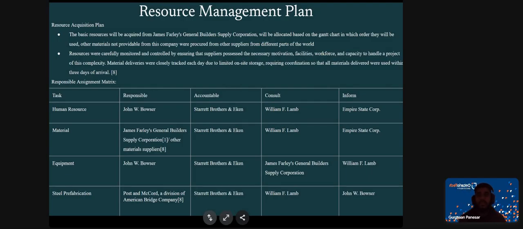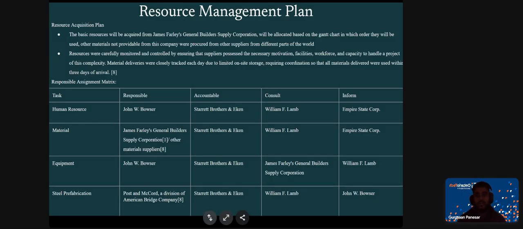So, resource management plan. The basic resources will be required from James Farley General Building Supply Corporation, which we talked about in the procurement plan. They will be allocated and delivered based on the CAN chart and which activities are first and which activities need them from the start, or the earliest activities. And any other materials not provided by this company come from other suppliers from different parts of the world.